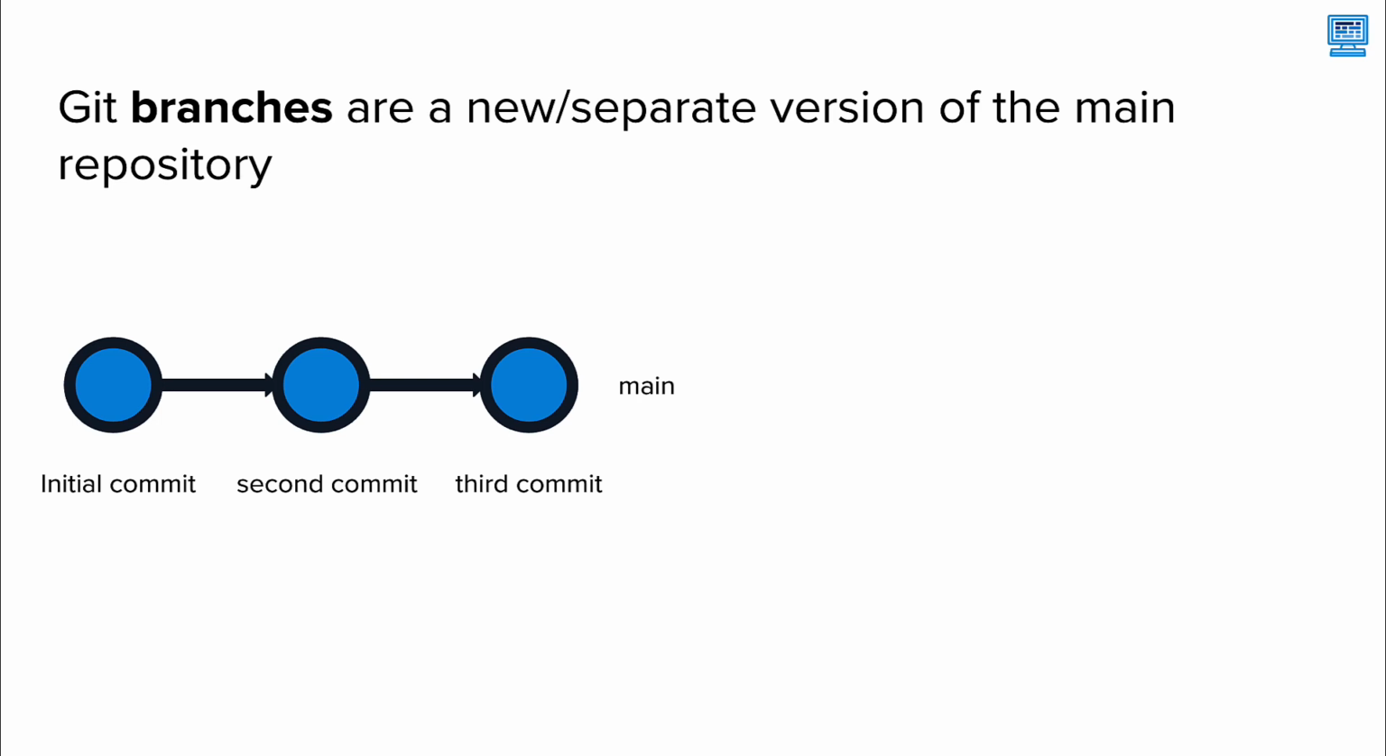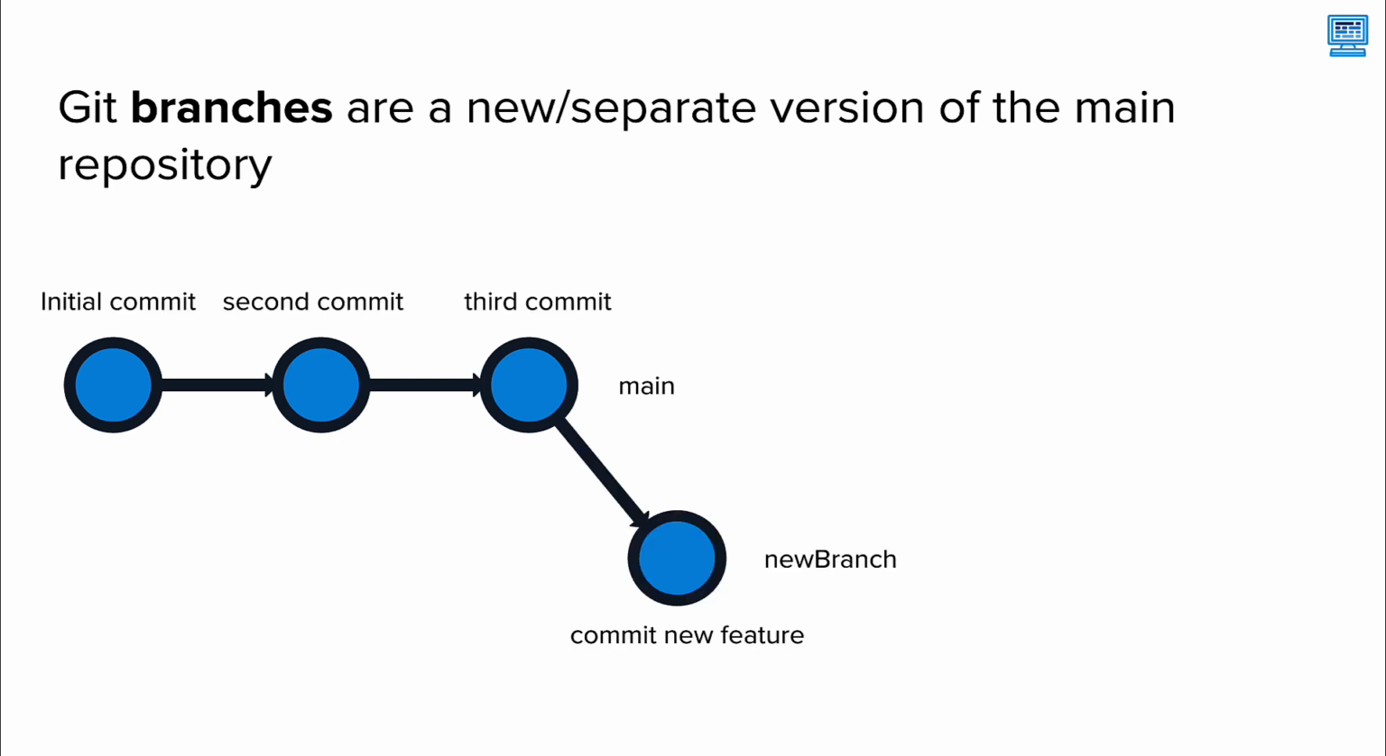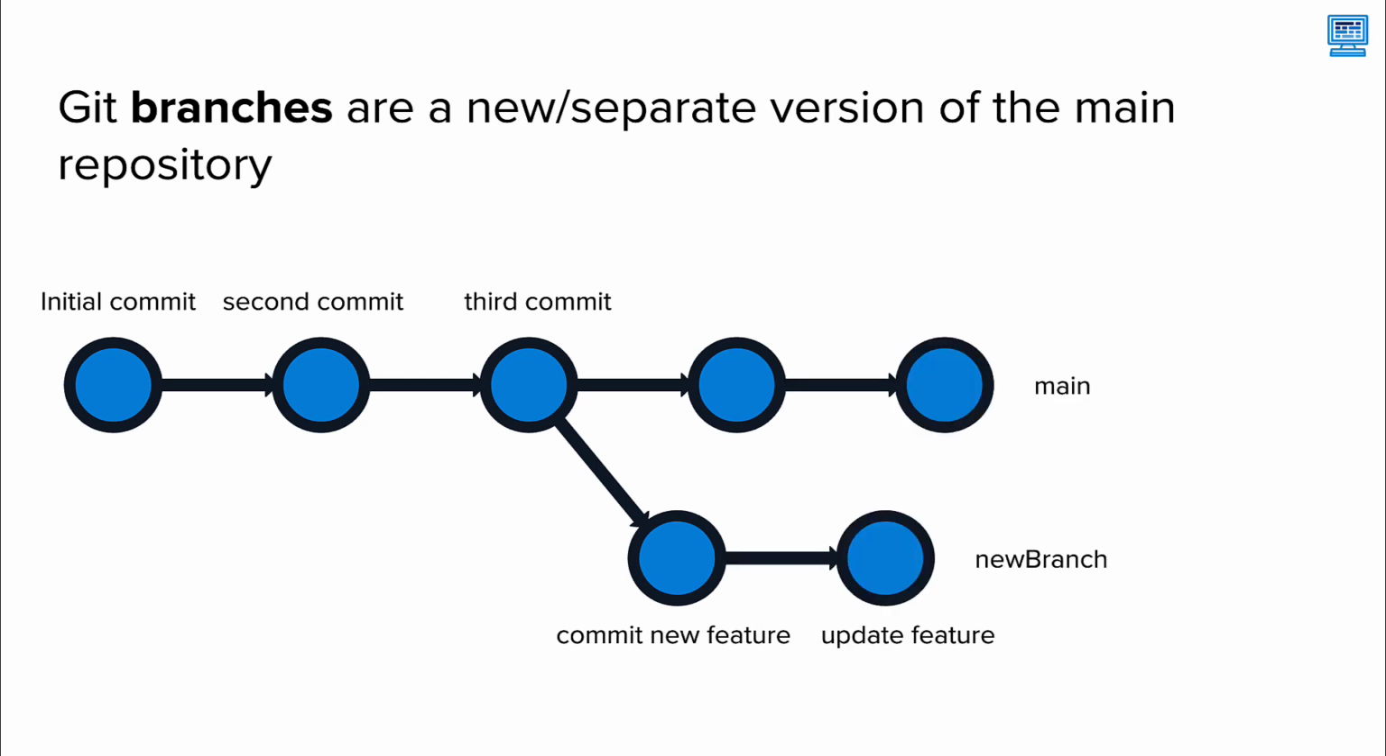But let's say you want to experiment with a new feature and you don't want to update your current working code. What you can do is create a new branch, and then you can implement your new feature there. Now, you can continue to make updates to your main branch, like fixing bugs, as well as working on your new feature. Then, once you get the new feature working and you want it to be part of your main project, you can merge it with your main branch.